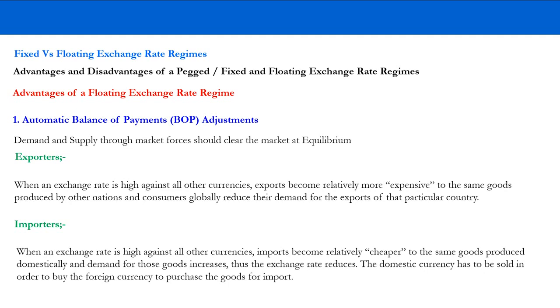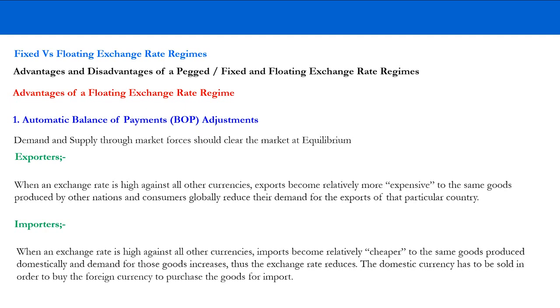So when the currency goes too high, a country's exports become more expensive. Now let's think of this from the importer's perspective. When an exchange rate is high against all other currencies, imports become cheaper than the same goods produced domestically, and demand for those goods increases. So the exchange rate is supposed to automatically adjust.